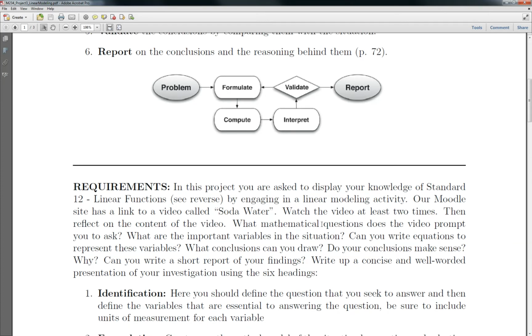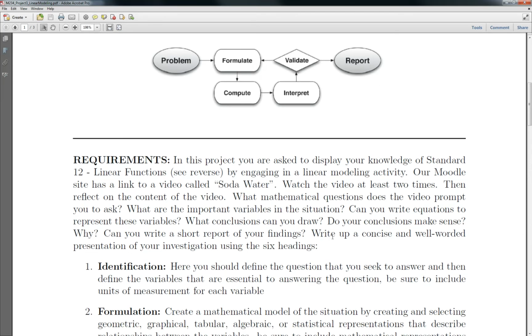What mathematical questions does the video prompt you to ask? What are the important variables in the situation? How can you write equations to represent these variables? What conclusions can you draw? And do your conclusions make sense? Why? And can you write up a short report of your findings?